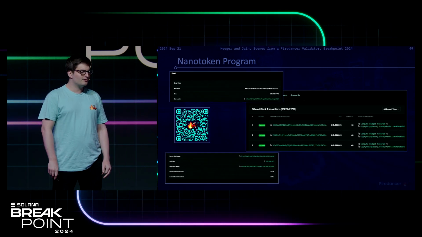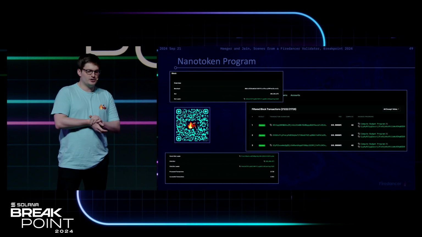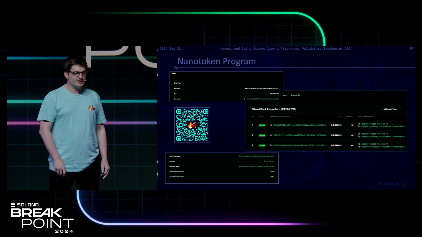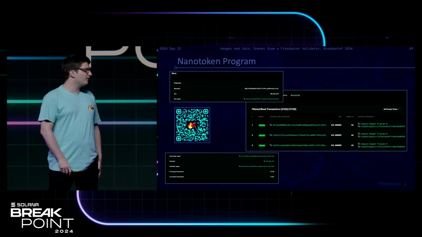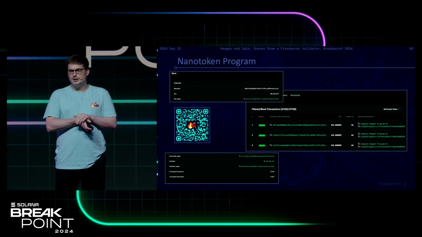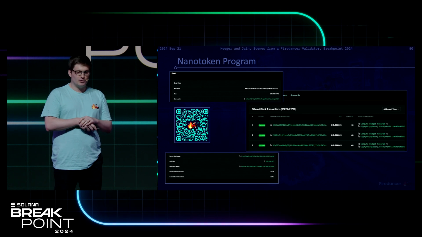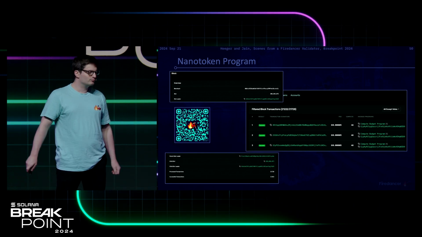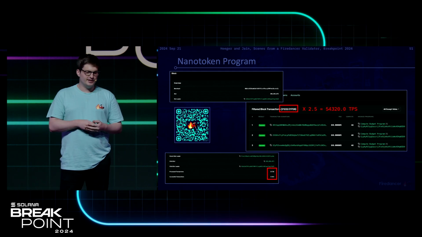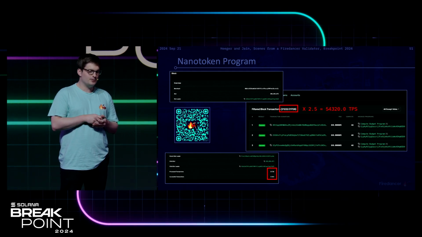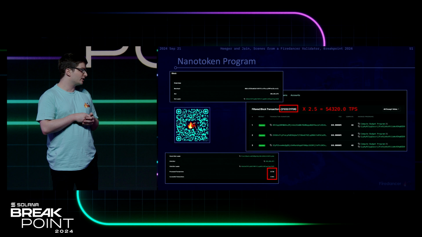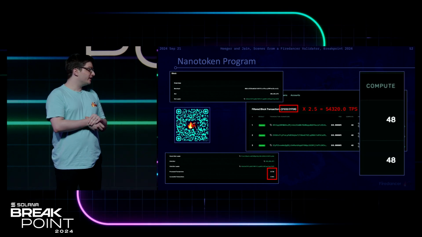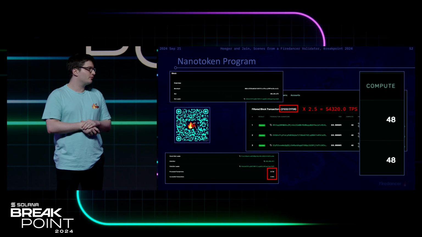Lastly, we generated a block full of nanotoken program transfers. Nanotoken is an experimental, highly optimized variant of the token program written in Rust. It's been developed by KV over at Temporal, and there will be a link to his GitHub repository at the end of the presentation. So if we run the numbers again, you can see this block did an effective TPS of 54,000 transactions per second. And each of these nanotoken transfers only consumed 48 compute units.